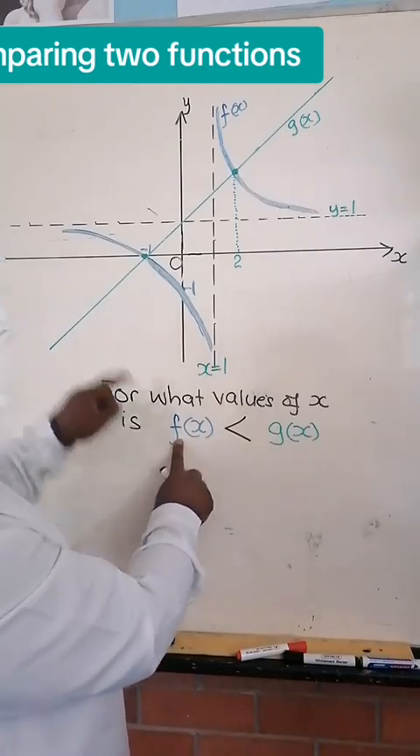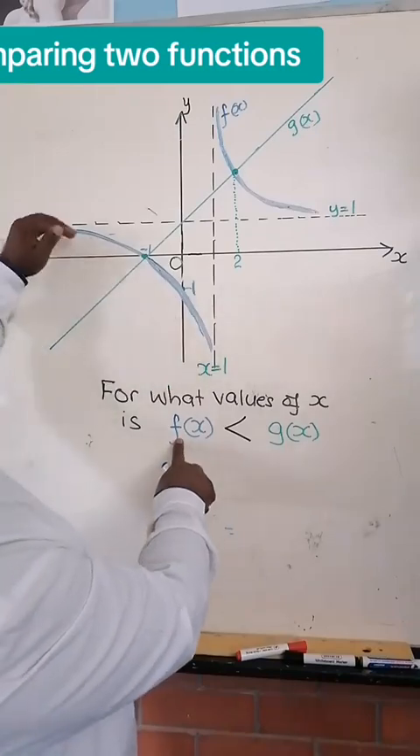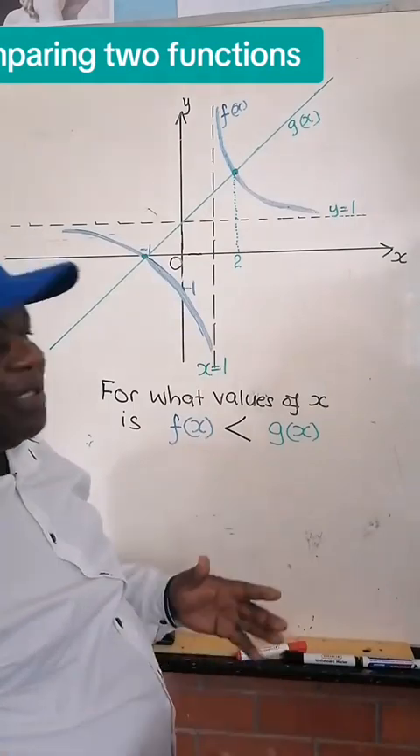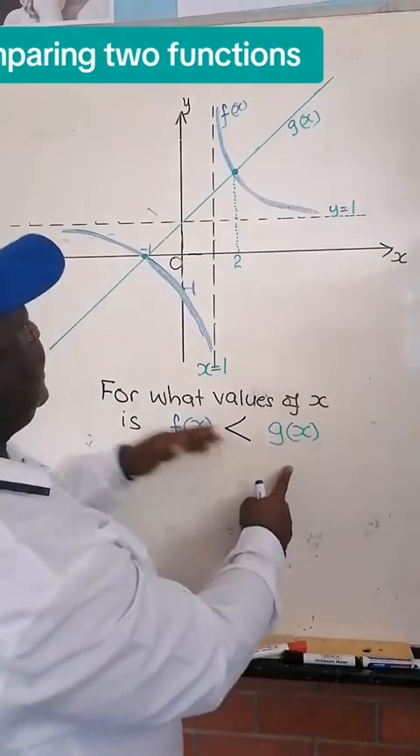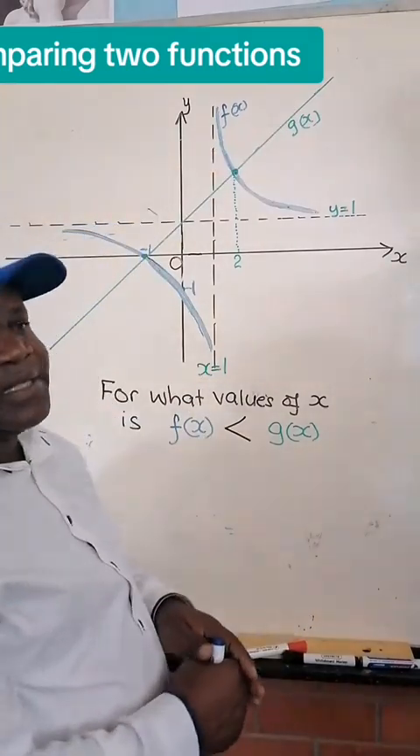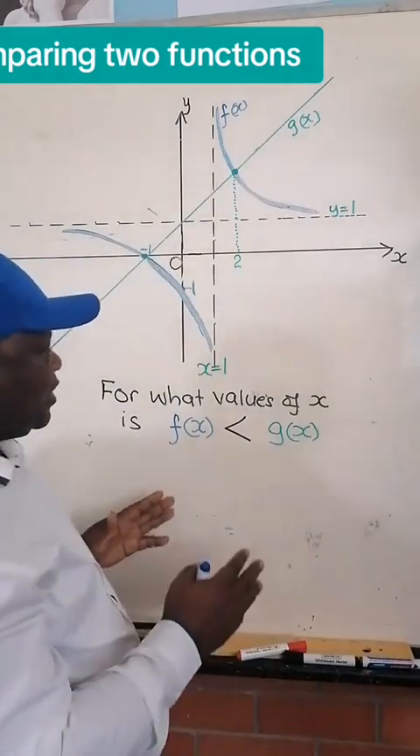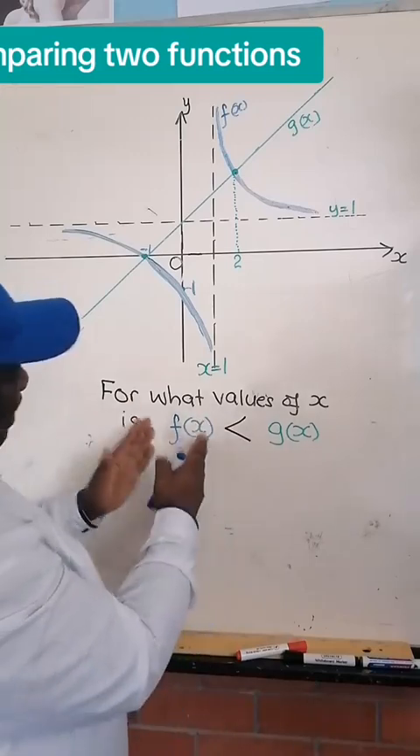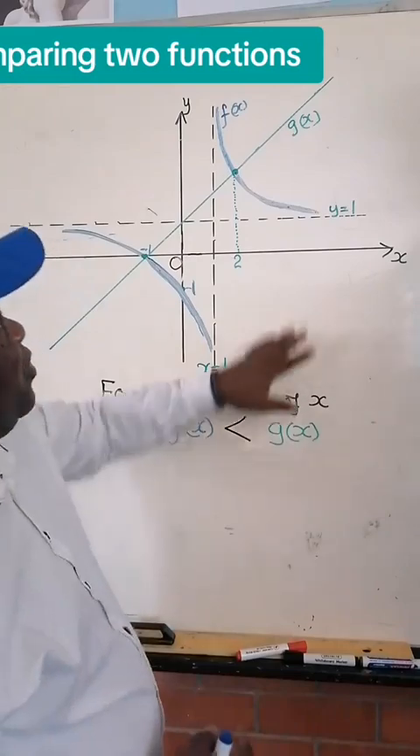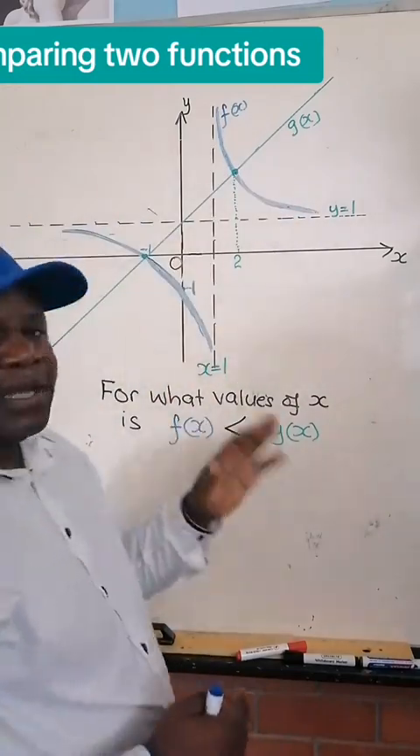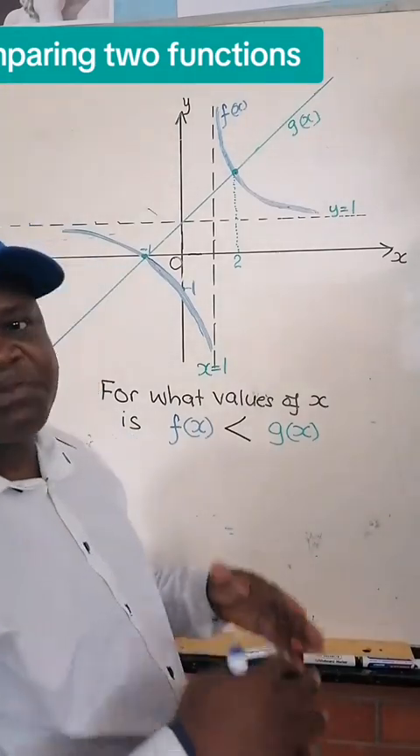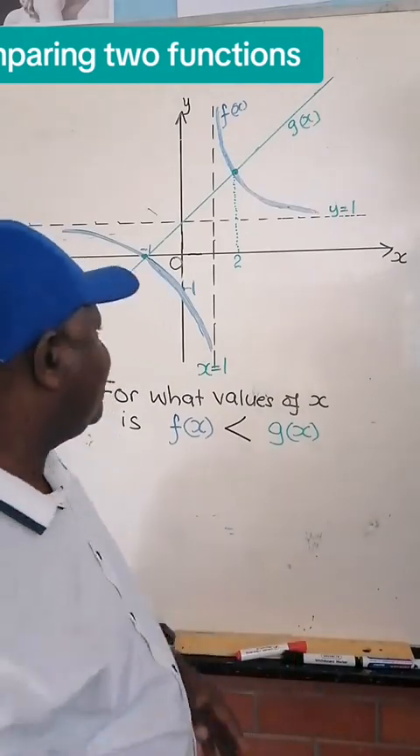So f of x is that graph which is in blue, which has two parts, this part and that one. Obviously it's a hyperbolic function. G of x is a linear function, that is our function g of x, a straight line. We want to find where f is below g. In other words, we look throughout the plane, identify portions where the blue graph lies below the green graph.